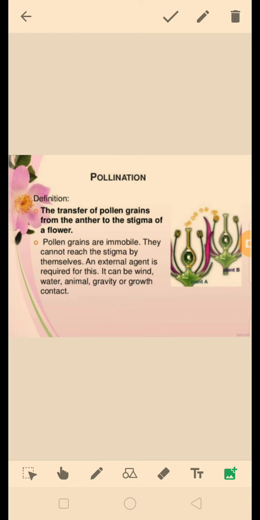pollination. Now pollen grains are immobile. They cannot reach the stigma by themselves. So an external agent is required for this. And this can be wind, water, animal, gravity or any contact. Okay. So these are known as the agents of pollination. Because pollen grains are immobile, they cannot reach on their own to the stigma. Understood? Now let us see next.